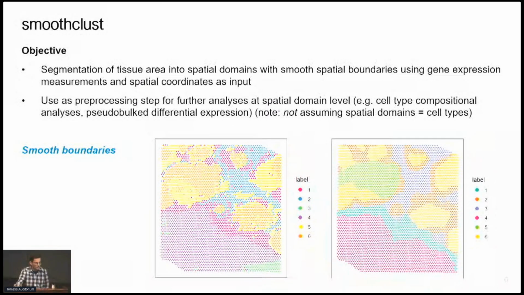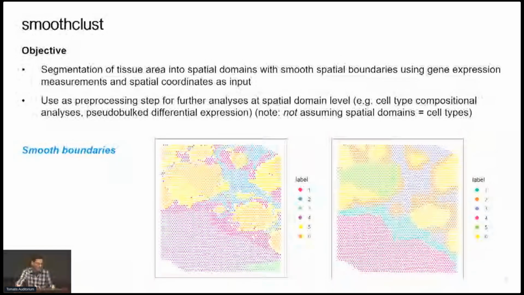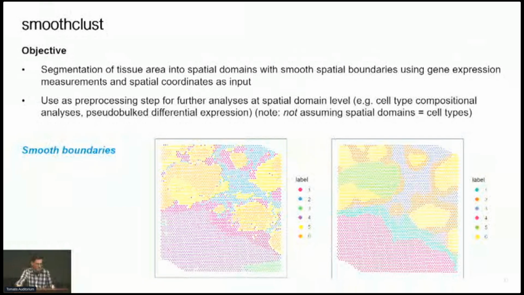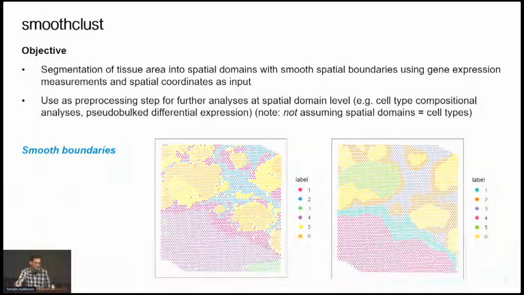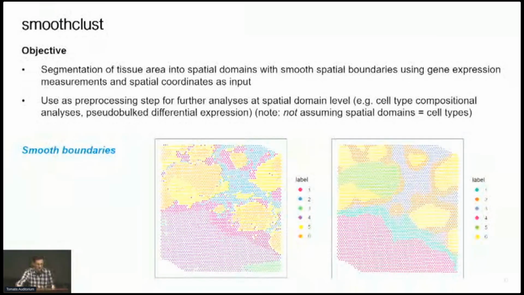Now in smoothclust, we want to segment regions of tissue into spatial domains with smooth spatial boundaries, using the gene expression measurements and spatial coordinates as the inputs. We want to use this as a pre-processing step for further downstream analyses at the spatial domain level, such as cell type compositional analyses or pseudobulk differential expression. We're not necessarily assuming that cell types are the same as spatial domains here, and we really want these smooth spatial boundaries, as we can see in this example.